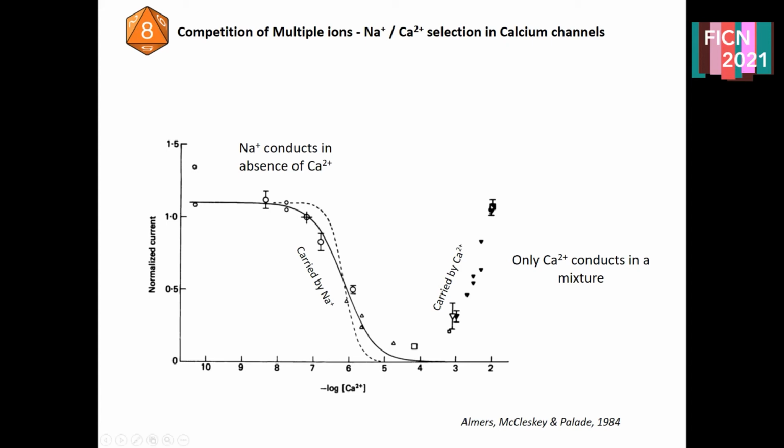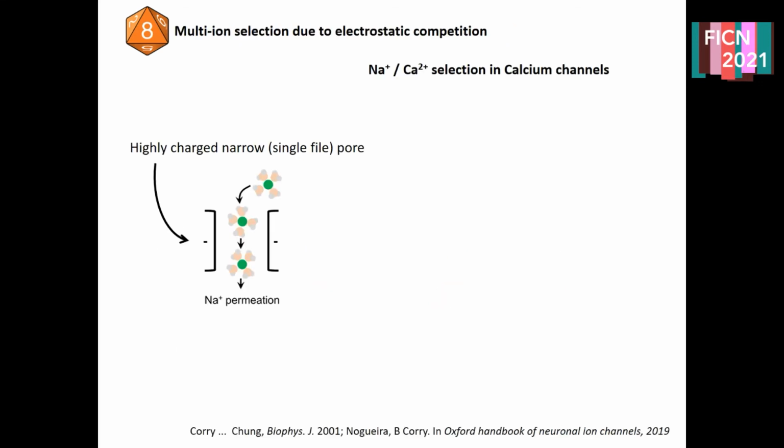The current carried on the right-hand side is carried by calcium ions. So once you get a competing mixture, it's only calcium ions that conduct. In fact, you only need a very small number of calcium ions in your solution to have effectively blocked sodium and be on this right-hand uphill side of the graph. Now, I think we can only understand and explain this using multi-ion effects, because it's very hard if you're looking at an individual ion on its own.